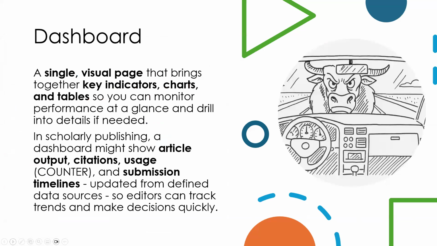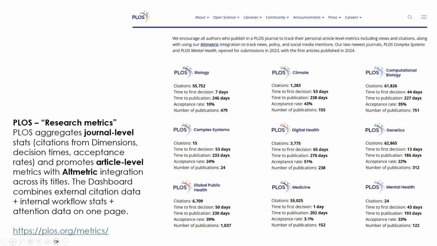So once you've collected all the data for a certain period, the views and downloads, you can visualize it as a single visual page, as a dashboard that brings together key indicators, charts, and tables so you can monitor performance at a glance and drill into details if needed. In scholarly publishing, a dashboard might show article output, citations, usage, and submission timelines updated from defined data sources so editors can track trends and make decisions quickly.